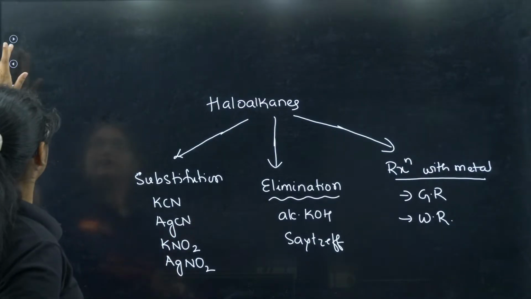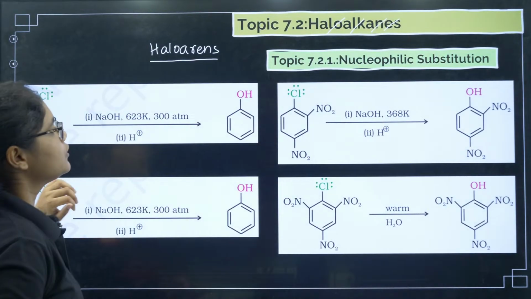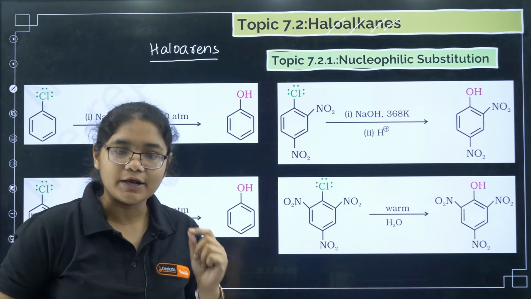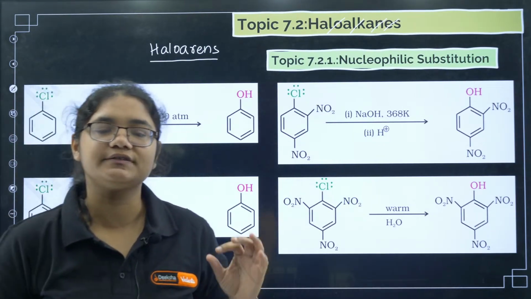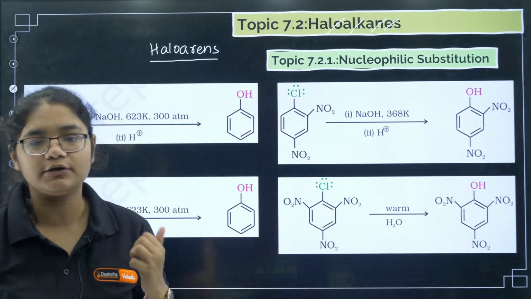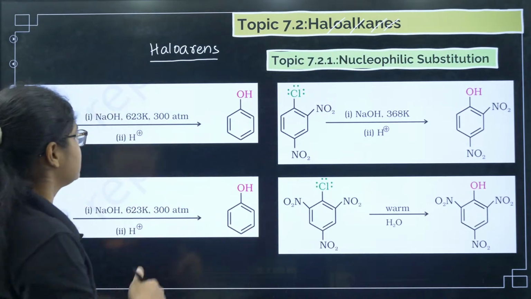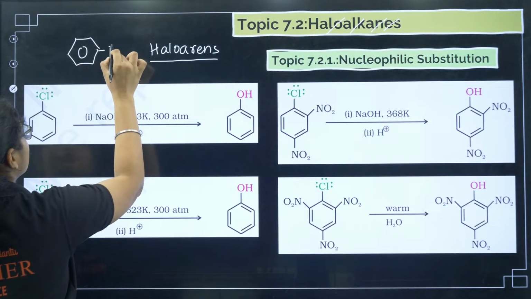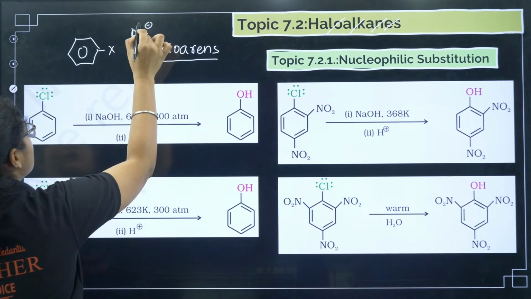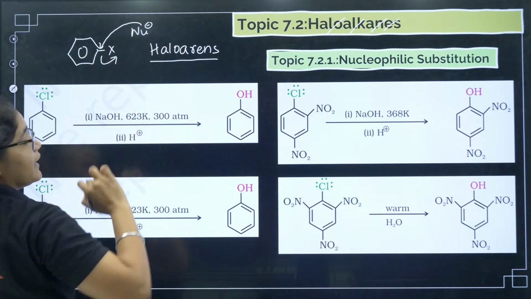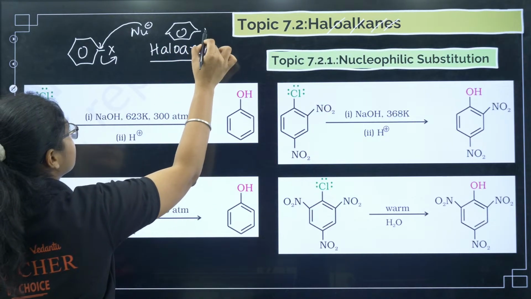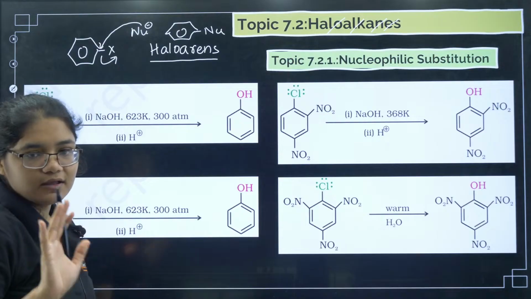Okay, fine. Now let's move forward to the haloarenes reactions. In haloarenes, nucleophilic reactions are not easy to happen. Why? Because in nucleophilic reactions, if I have an X group and a nucleophile, the nucleophile should come here and the X group should leave, right? So you will get a reaction like this. This should be the reaction.